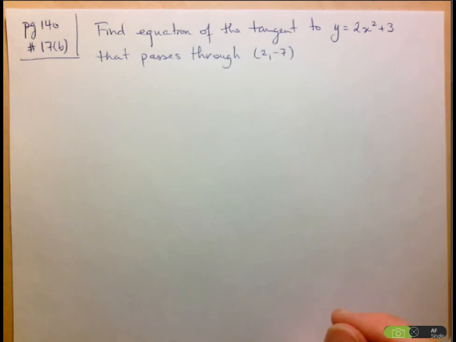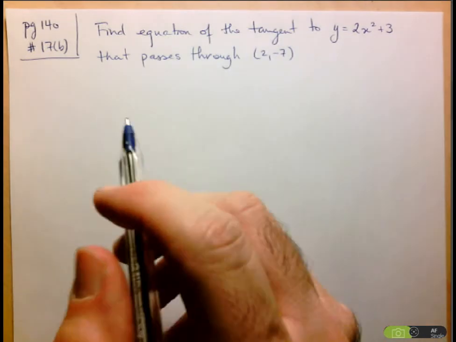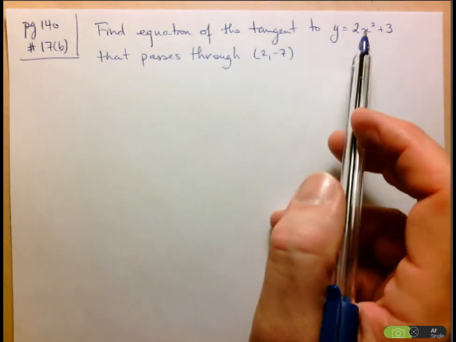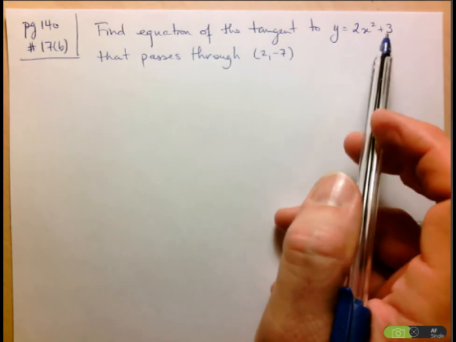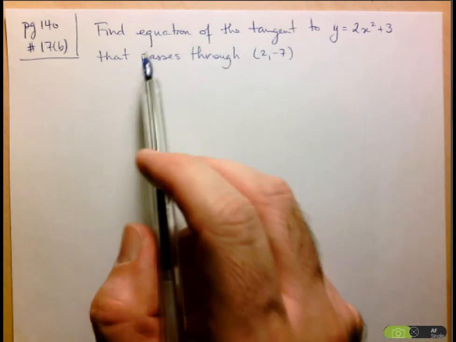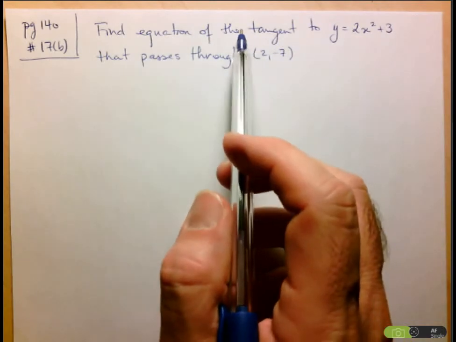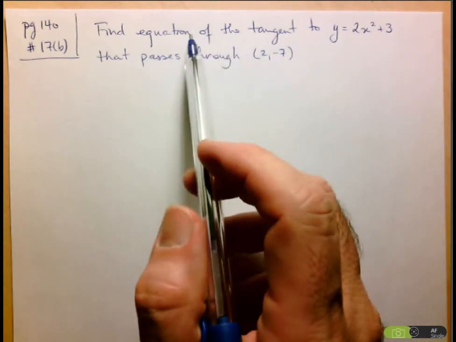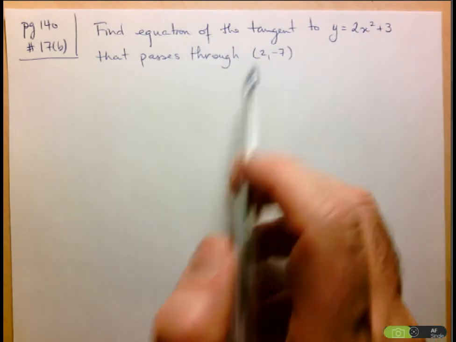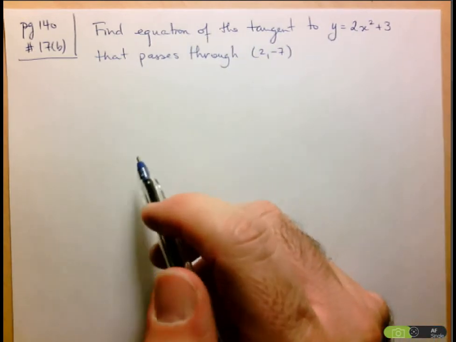Hi folks, we're going to take a look at page 140, number 17b. Here they're asking us to find the equation of the tangent to this function y equals 2x squared plus 3 that passes through the point 2, negative 7. So first and foremost, we're looking for the equation of a line that is tangent to this curve, and that line also passes through 2, negative 7.